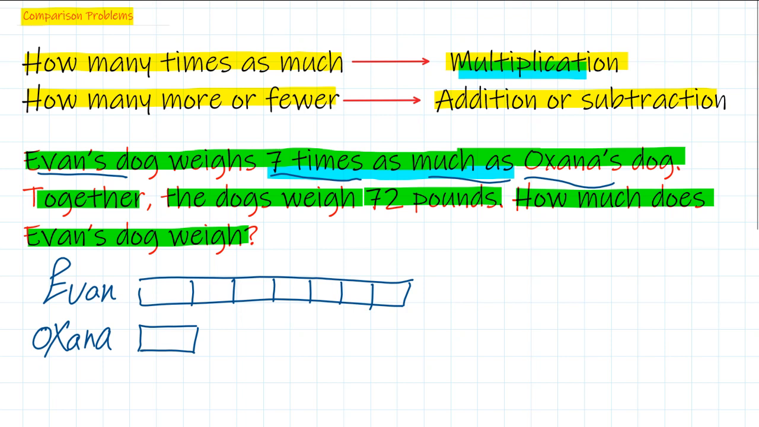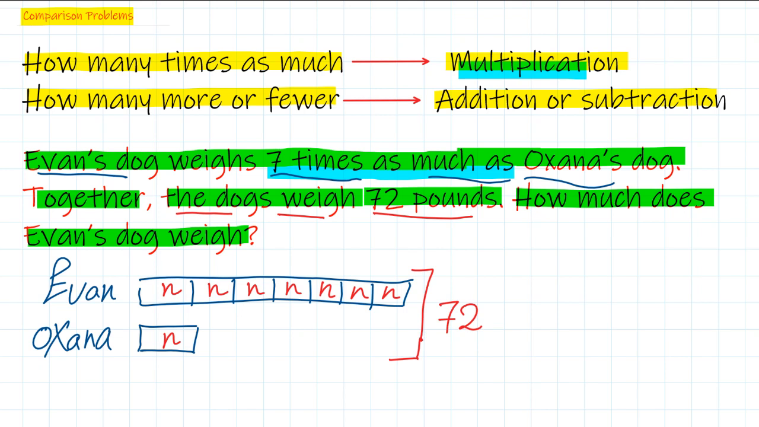Okay, after that put n in each block. It's very simple, right? After that let's continue reading here. The dogs weigh 72, so the total of all dogs equals 72. So all blocks equal 72, right? How many blocks do you see here? Let's count: 1, 2, 3, 4, 5, 6, 7, 8 blocks. So we have 8 blocks.